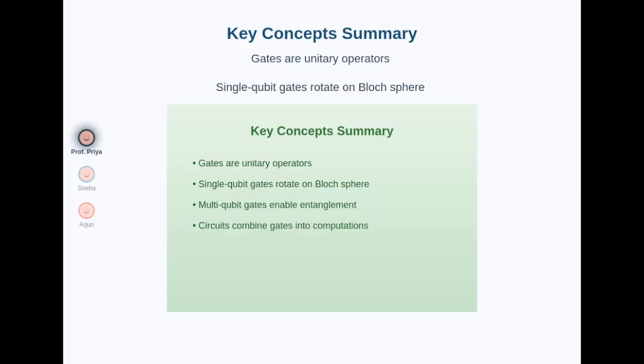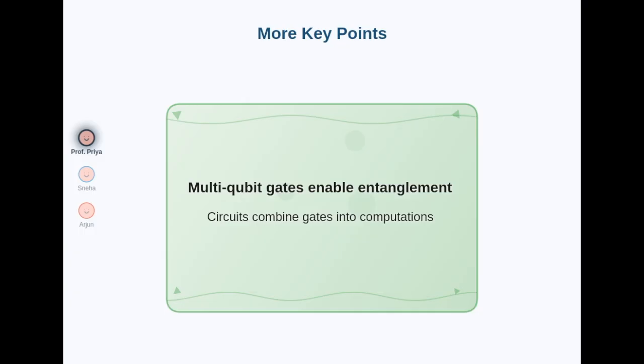Exactly right. Let me summarize. Gates are unitary operators acting on qubits. Single-qubit gates rotate states on the Bloch sphere. Multi-qubit gates enable entanglement between qubits, and quantum circuits combine these gates into complete quantum computations.